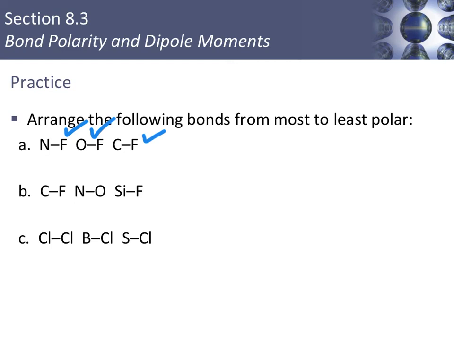In B, silicon and fluorine are the farthest apart, so that would be the most polar. Then it would be carbon and fluorine, and then nitrogen and oxygen, which are right next to each other on the periodic table. For C, boron and chlorine are the farthest apart. Then sulfur and chlorine, they are right next to each other on the periodic table. And then chlorine and chlorine, they are the same atom with an electronegativity difference of 0.